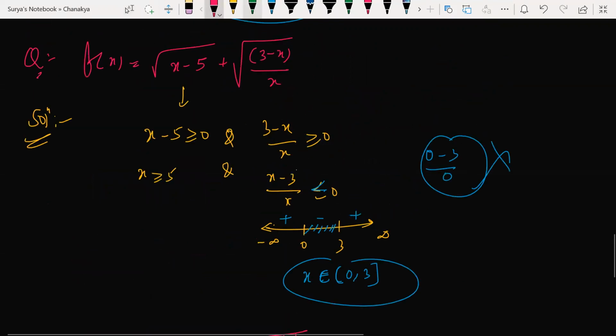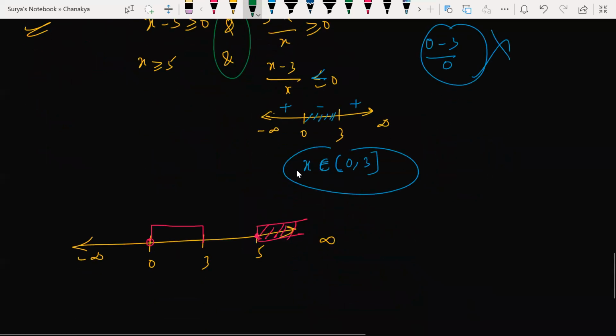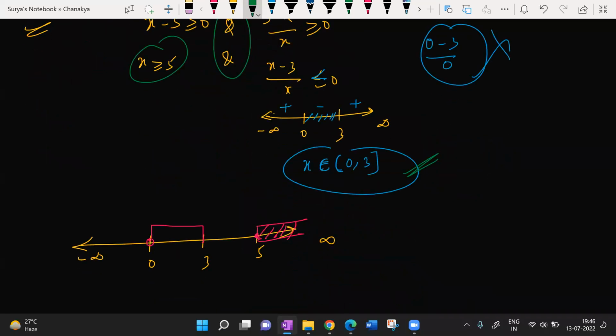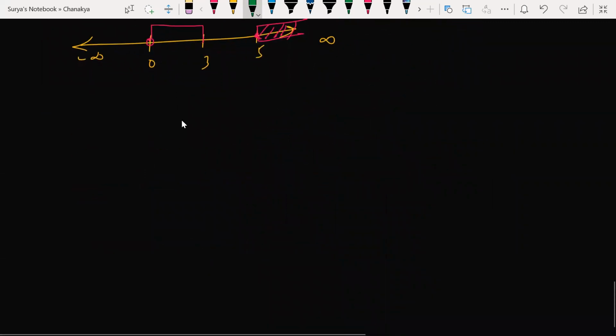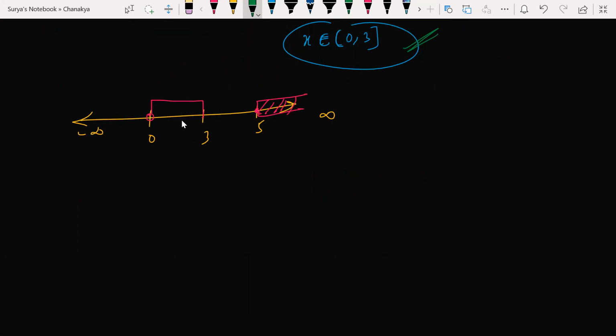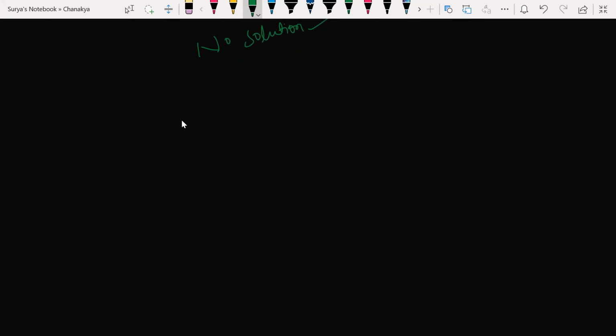Why? Because we have "and" here, and "and" is nothing but the solution of this and the solution of this. We have to plot on the number line and take the common region, so that has to be your answer. But nothing is in common here. X from 0 to 3 is here, and x greater than 5 is here. So nothing is in common. So you write no solution.